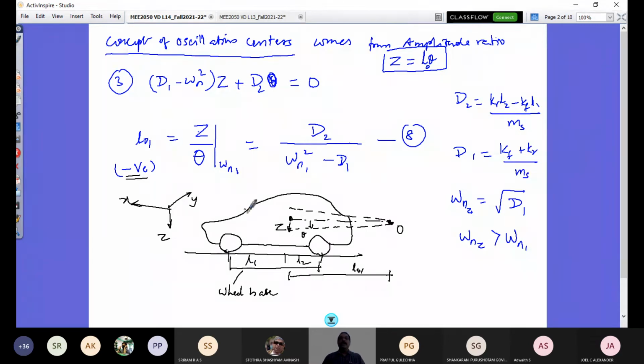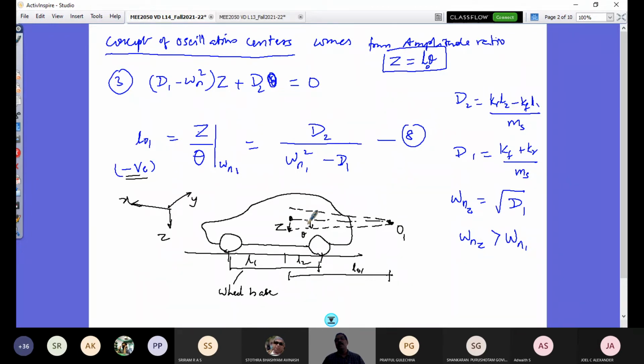So this oscillation center is now here. It's called O1, and about that you would have your oscillation, and the CG is not only going in a linear direction, it is also going to have an angular oscillation theta of the vehicle body. So that is why it is called coupled. When they are uncoupled, what will happen? The CG of your vehicle body would be translating and the vehicle body would be rotating about the CG alone.